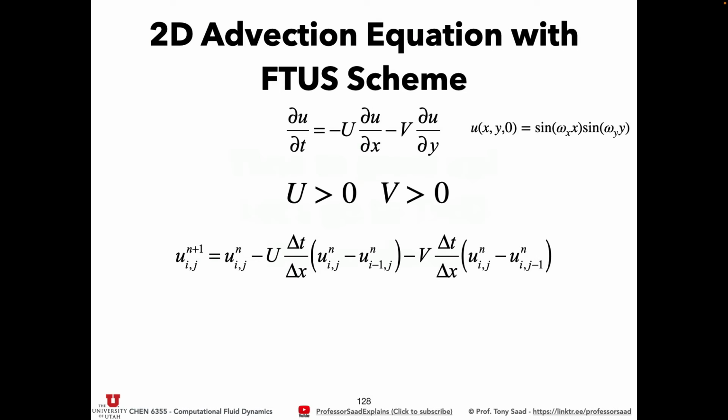Yes, yes, thank you. Yeah, it should be a delta y over here. We'll fix that. And the condition for stability is that the sum of Courant numbers is less than 1. Okay, so that is going to give us the condition on stability.